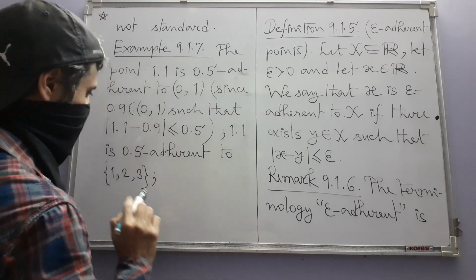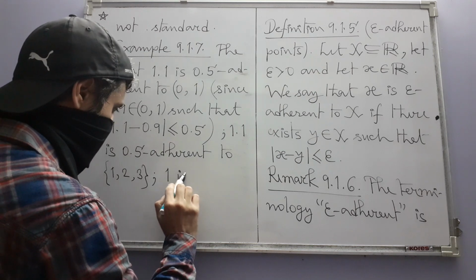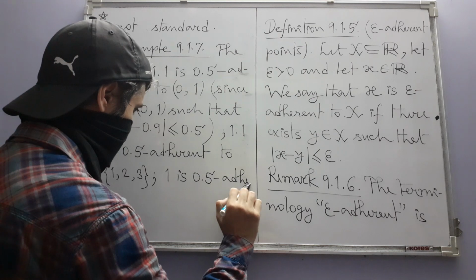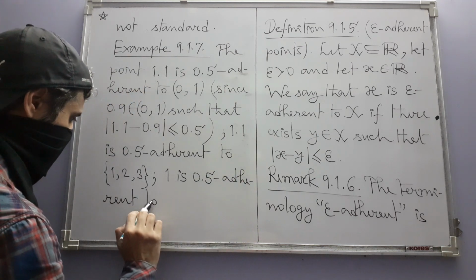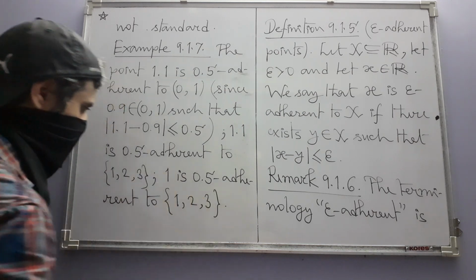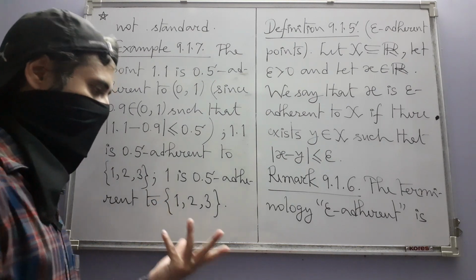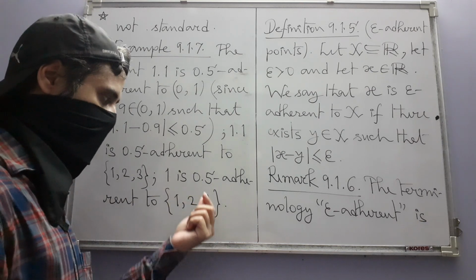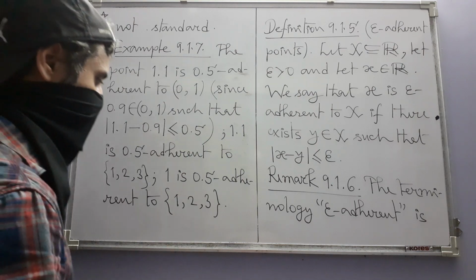And there is one more thing. The real number 1 is also 0.5 adherent to this set. And in this case, you can just conveniently choose 1 itself from the set, because the distance from 1 to 1 is 0, and 0 is of course less than or equal to 0.5. It's in fact less than 0.5. Okay.